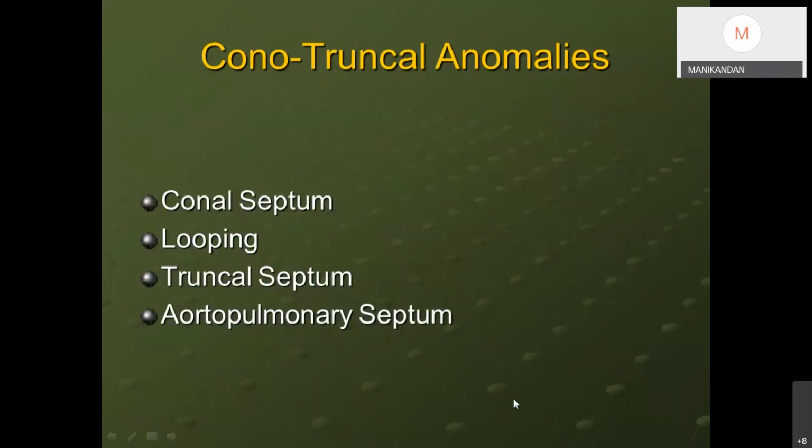So, to briefly recapitulate, conotruncal anomalies are related to development of the conal septum, the process of looping, the development of truncal septum, and subsequently development of aortopulmonary septum. So basically it is related to the process of looping and also the development of the various septums, which are all related to the outflow part of the ventricle.